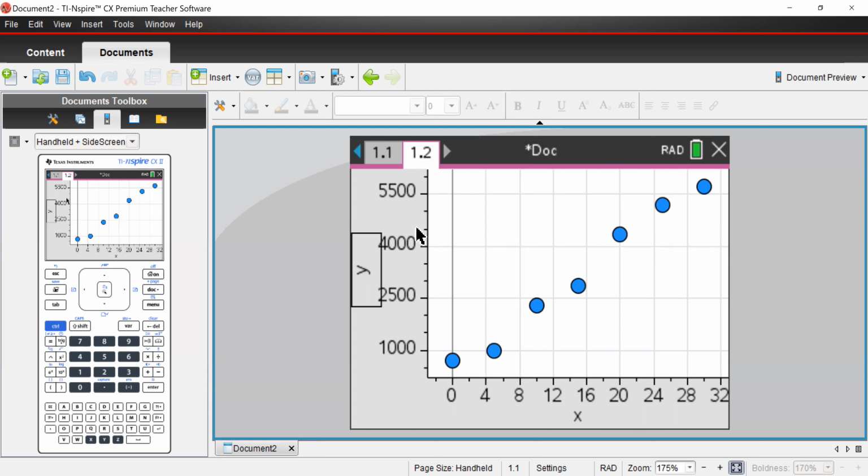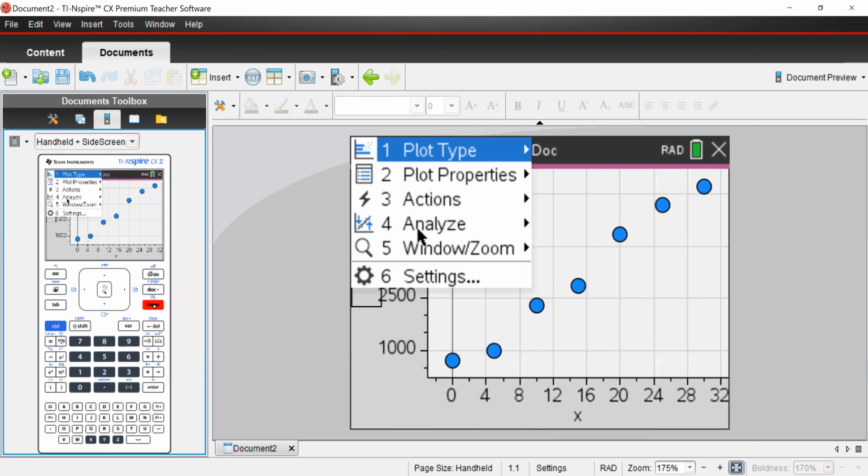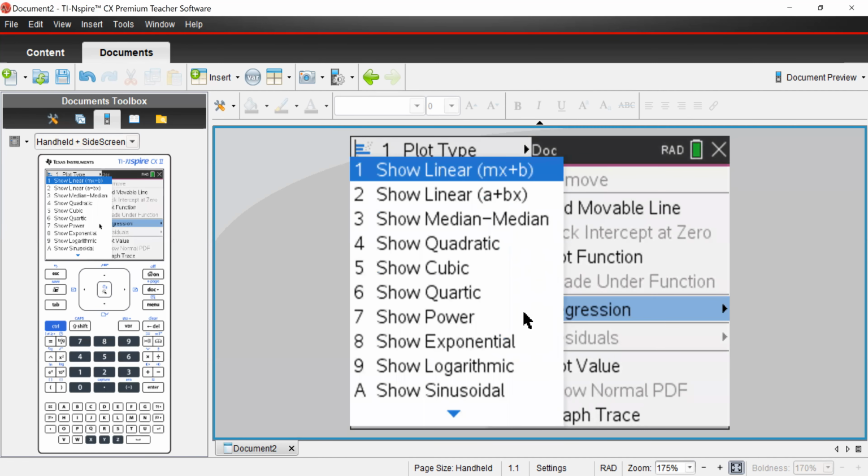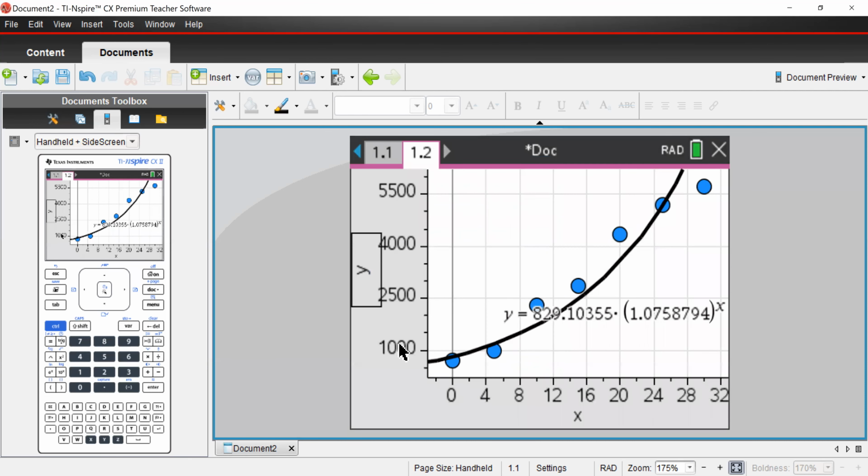Now, the question would tell you what kind of relationship it is, because sometimes it's kind of hard to tell whether it is linear or exponential. For this one, it is exponential. So when you show your regression, which is to press menu, analyze, regression will show exponential. Where's the exponential? Right here, choice number 8. So in that case, the calculator will show you the exponential line of best fit, and also the equation, which you write down. You may round it to the 3rd decimal place.